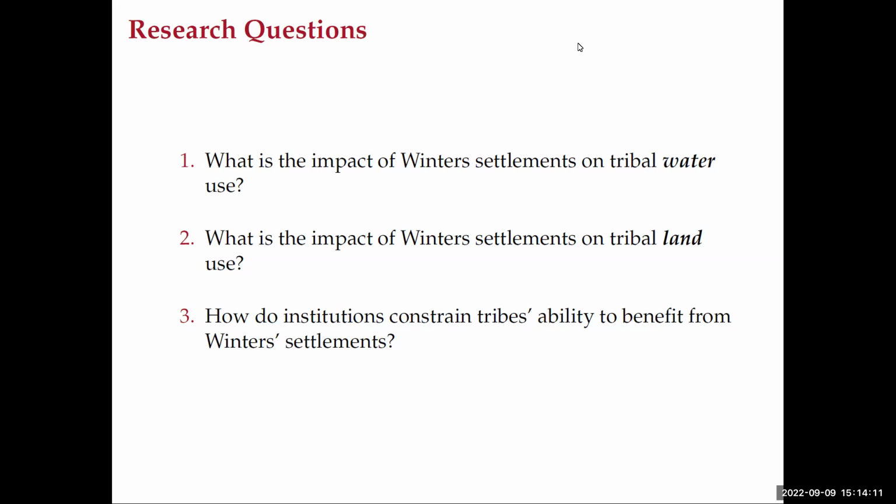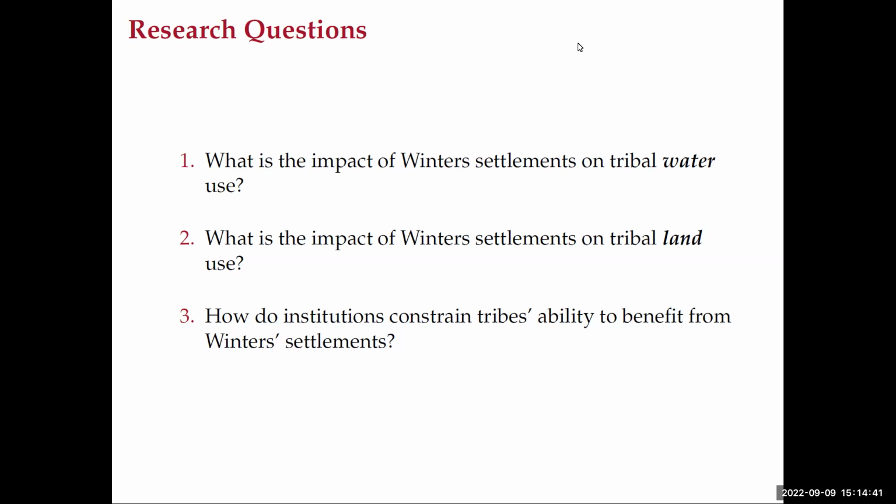And then if there's time, I'll get to some back of the envelope calculations. I had switched these, but I guess they got switched back. What is the impact of winter settlements on tribal land use? That's what we can estimate using the spatial data that we have, the remote sensing data. And then we do some back of the envelope calculations to get that into what the tribal water use was.